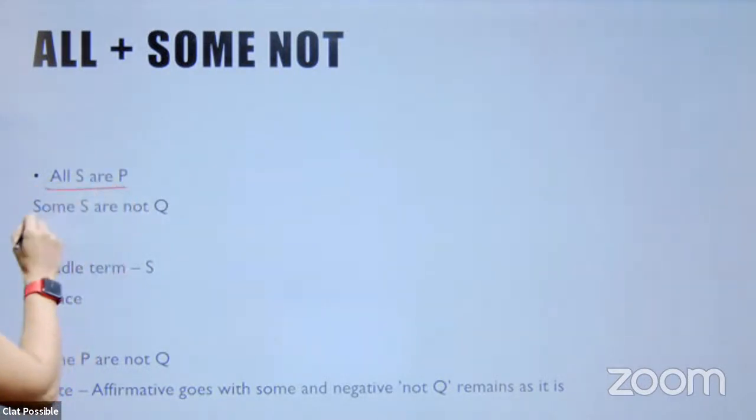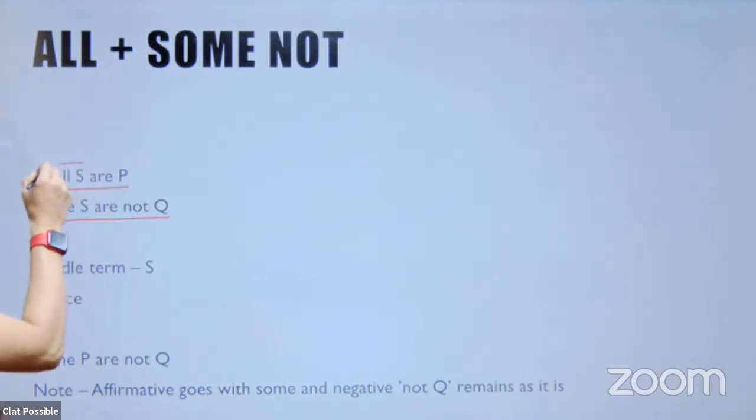So these are my two statements. What is the middle term? S. Now the rule is either the middle term should be written with all or with not. Here we see that the middle term is written with all. Do you get it? The middle term is written with all.